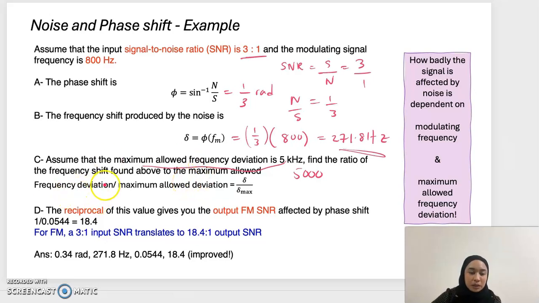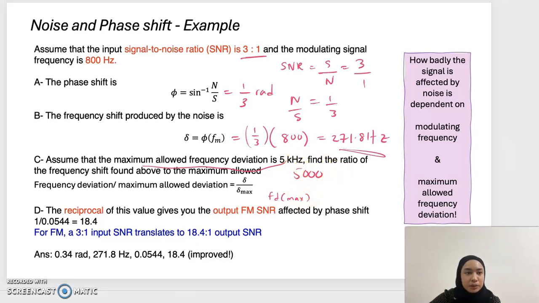Okay, so the equation for that would be frequency deviation over maximum allowed deviation. So delta over delta max. Delta max is basically FD max, so this is also the same as this one. Don't get confused, it's the same thing. So delta is 271 introduced by the noise, and the delta max, or FD max, is 5000.